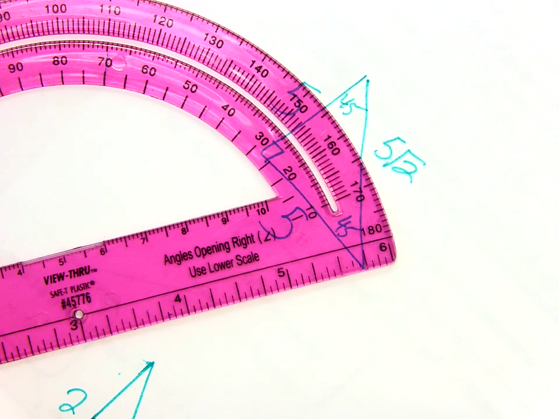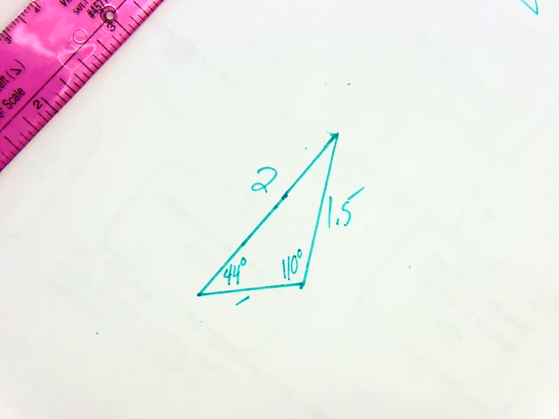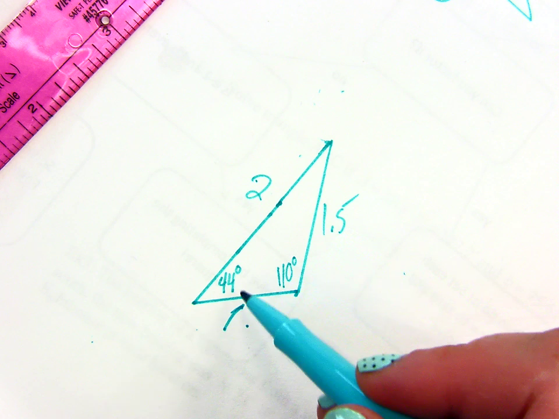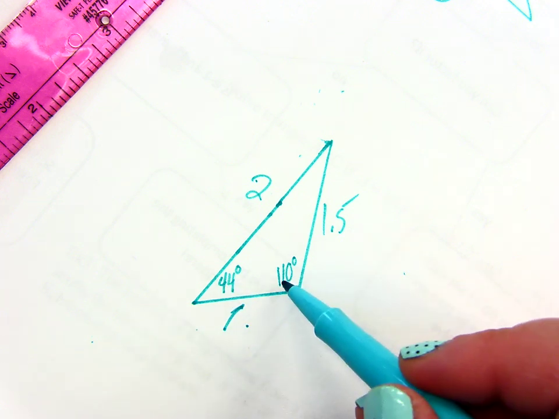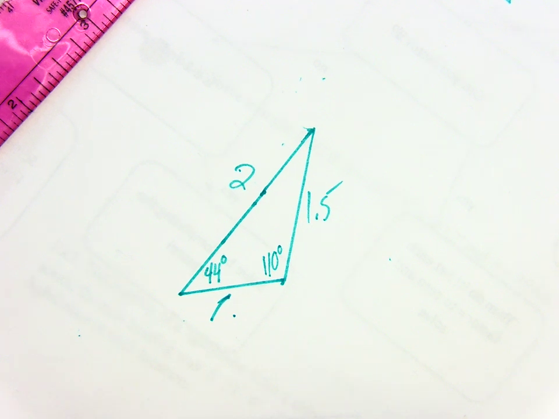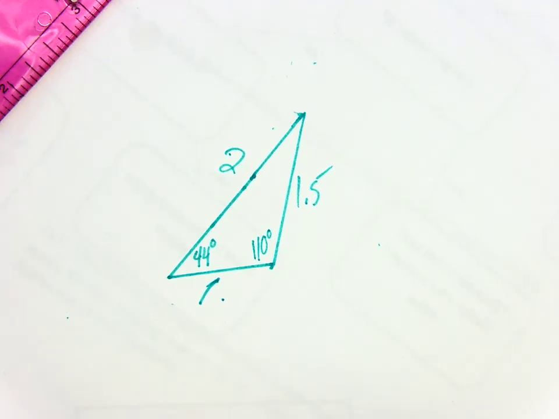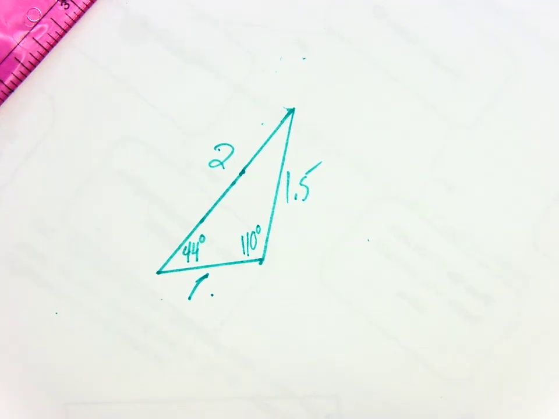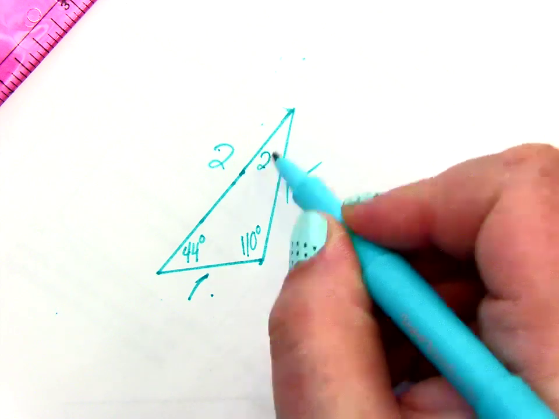Alright. This is obviously not going to be perfect because I just sketched this by hand and my measurements are as accurate as I can make them. But this side's 1 inch, this is 2 inches, and this is about 1.5 inches. And these angles are approximately 44 and 110. You can find the third angle if you feel like it. It's 26. Might as well put it in.